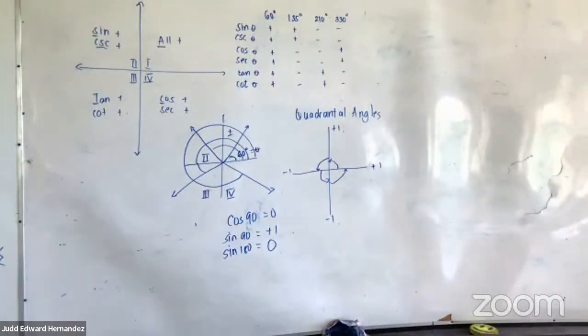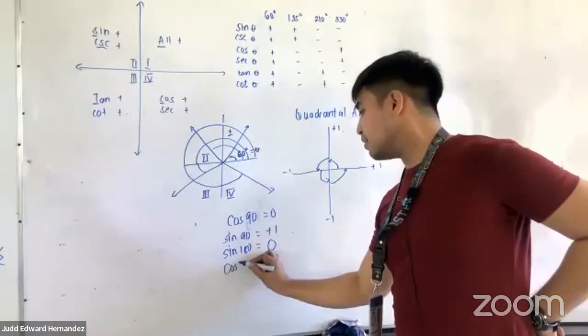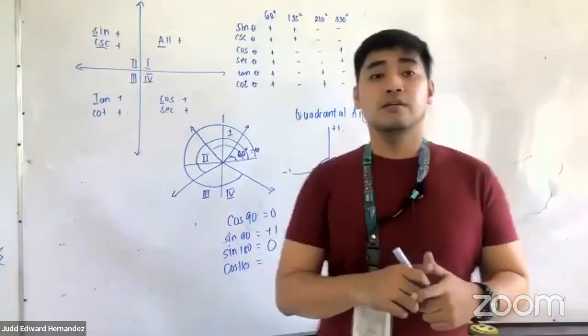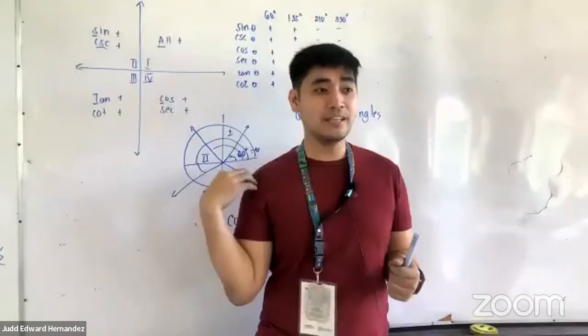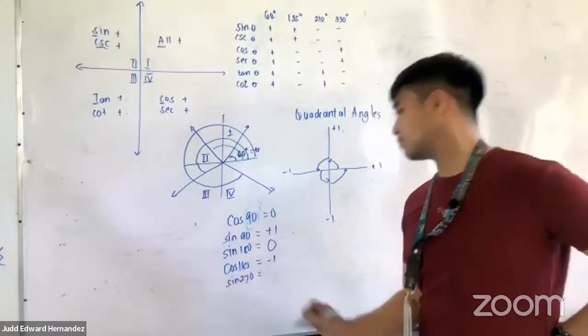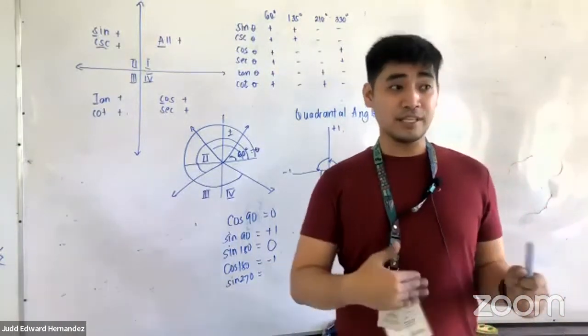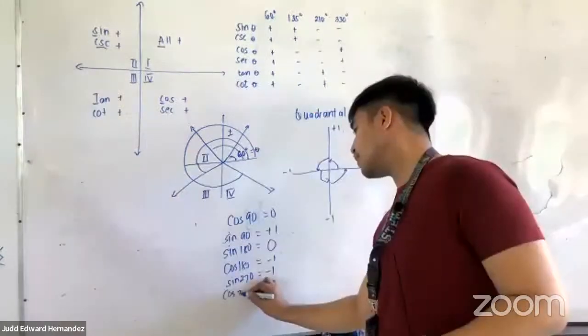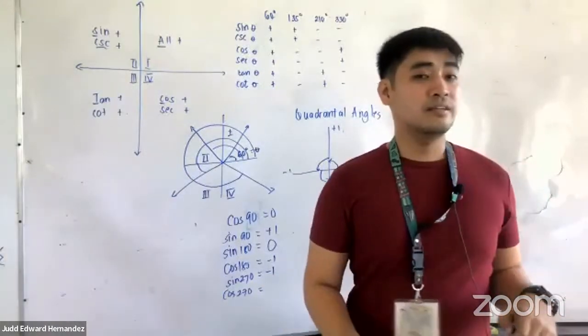Okay. Next. What if we have cosine 180 degrees? Do you have cosine 180? Opo. Yes. And that is negative 1. What if you're asked sine 270? 270, eto. Do we have sine 270? Meron po. Okay, therefore, that is negative 1. Do we have cosine 270? Eto, sa baba. Wala po. Therefore, that is 0.